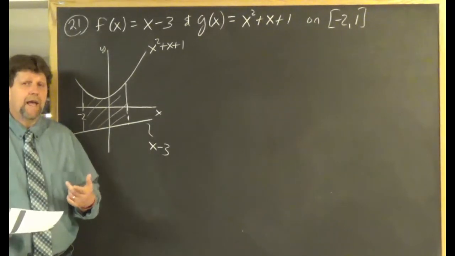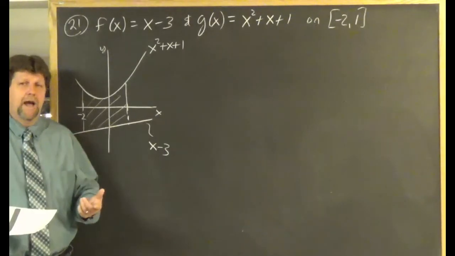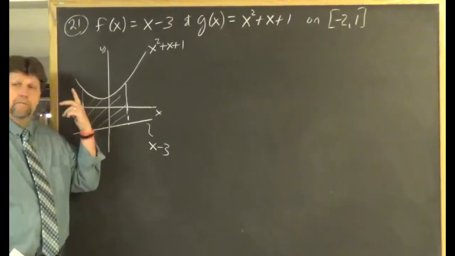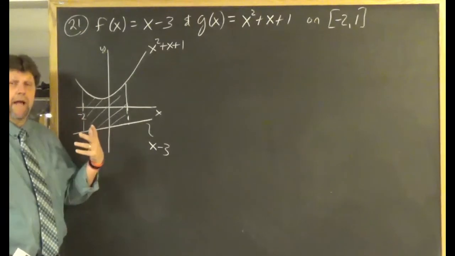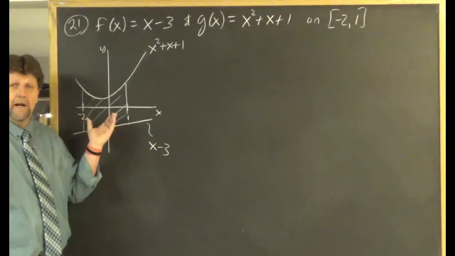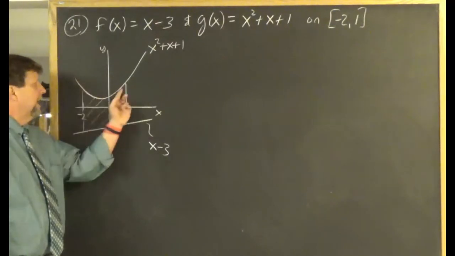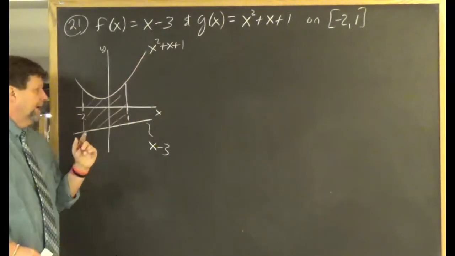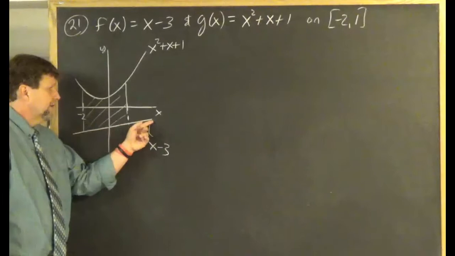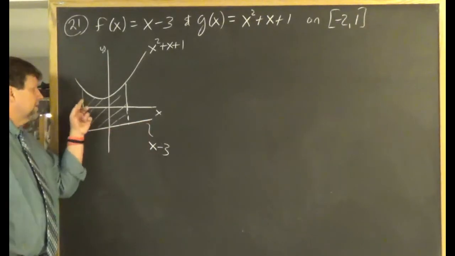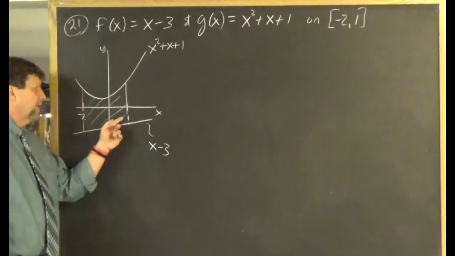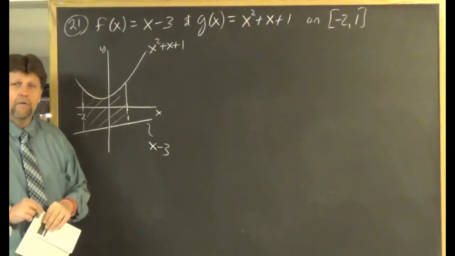And the only way to do that is to make a graph. So when I made the graph, I used my calculator to get the graph, and then I wrote down on the board here what the graph looks like. Here's the x squared plus x plus 1. Here's the x minus 3. So this is the region I'm trying to find the area for.